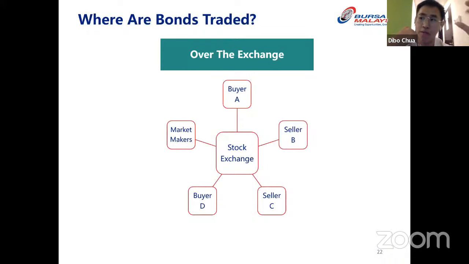Maybe if you want to search up Tenaga Nasional, then you can search up whether they have company bonds or not. If there isn't any, that means no one is actually selling, because this over-the-exchange platform is much more like the secondary market. If there is a seller, there must be a buyer, then only you can get the bond, something like that.